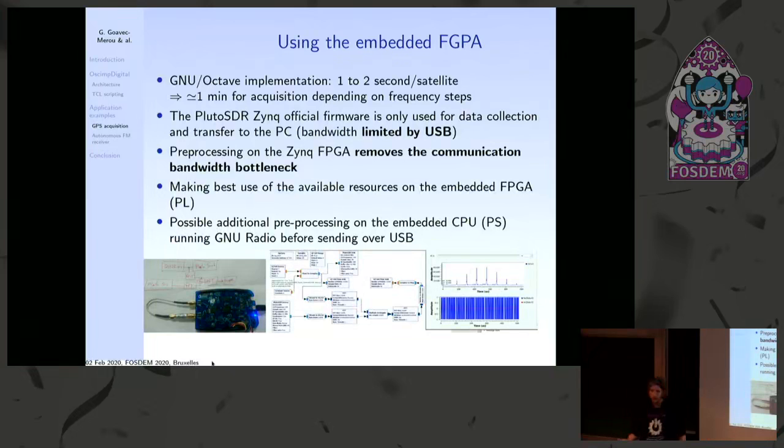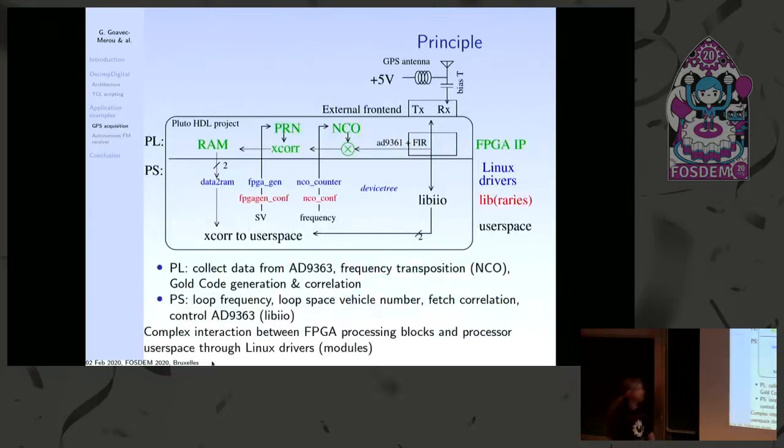To detect which satellite is present, you need to loop on the frequency, you need to loop on the PRN, so you need to cross-correlate the signal with all possible PRN codes. With GNU Radio on CPU, it takes 1 or 2 seconds per satellite. The idea is to update the firmware by adding our specific IP to do exactly the same thing, but in the FPGA processing. This looks like this.